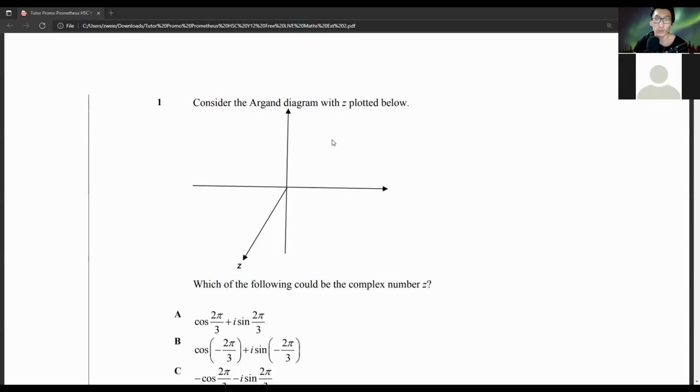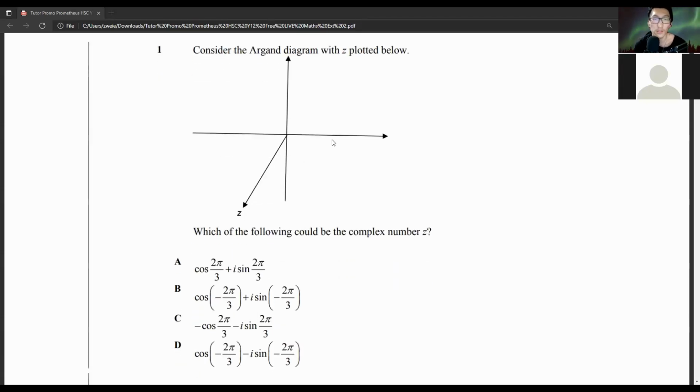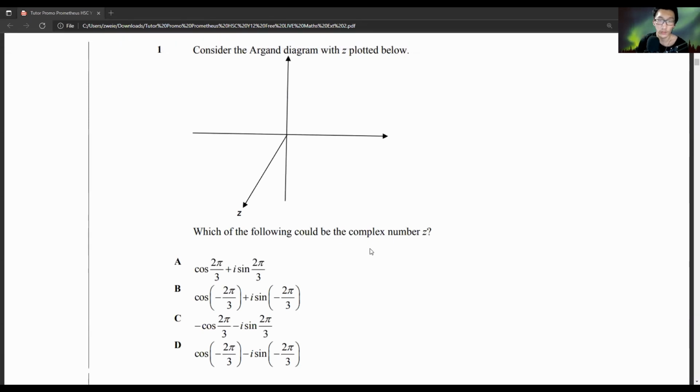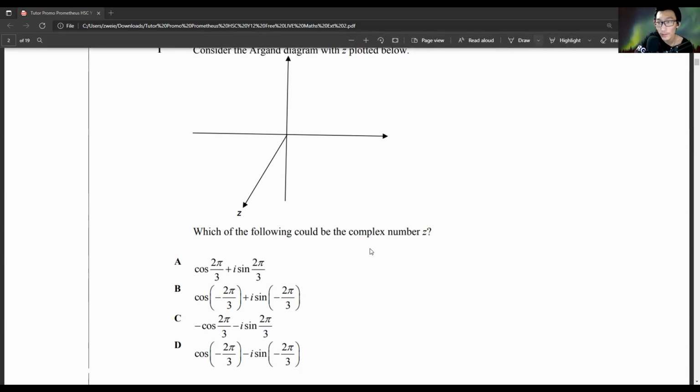So let's start going through our question number 1. Consider the Argand diagram with the Z plot below. All right, so which of the following could be the complex number Z? This should be a relatively easy question. Let me get my pen.